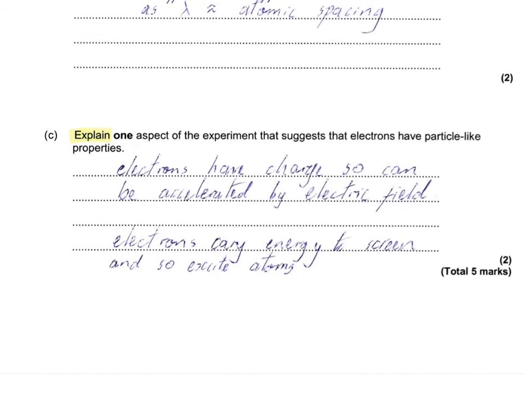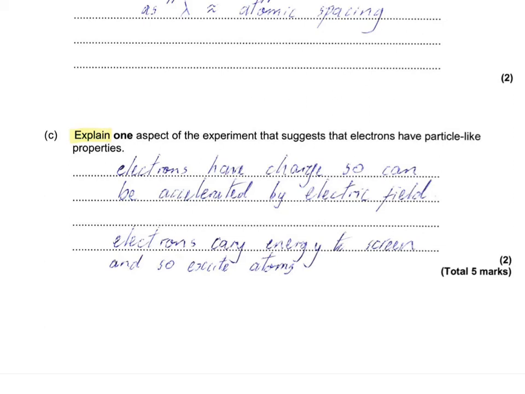And then we're asked to explain one aspect of the experiment that suggests that electrons have particle-like properties. Unusual question that, in that we're usually talking about the particle-like properties of electrons in the photoelectric effect and the wave-like properties of electrons in electron diffraction. But it makes sense to think back to the classical view of these things. So what is in the question that suggests that the electrons are behaving in a particle-like way?